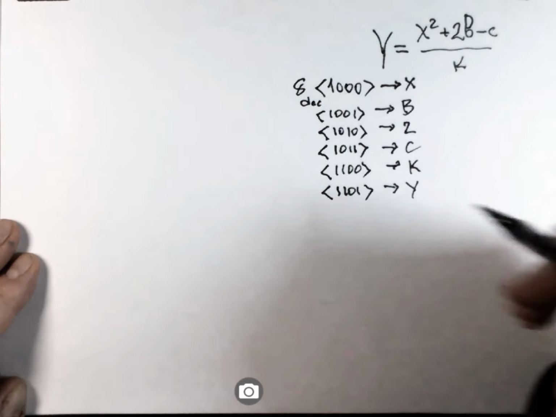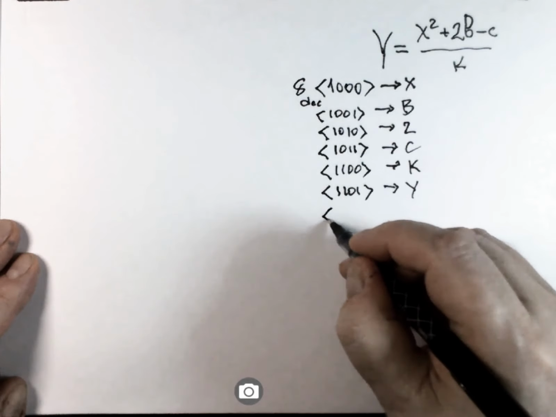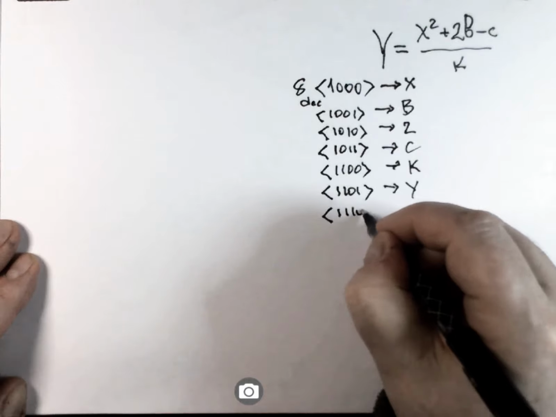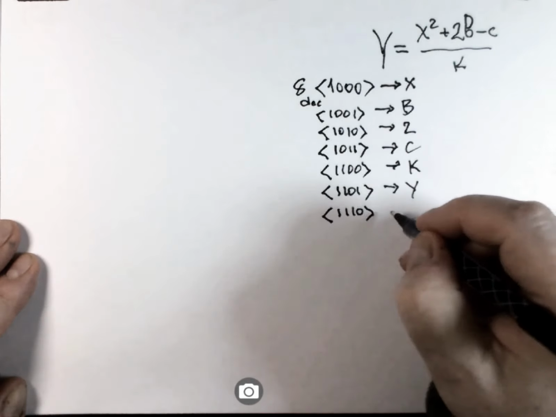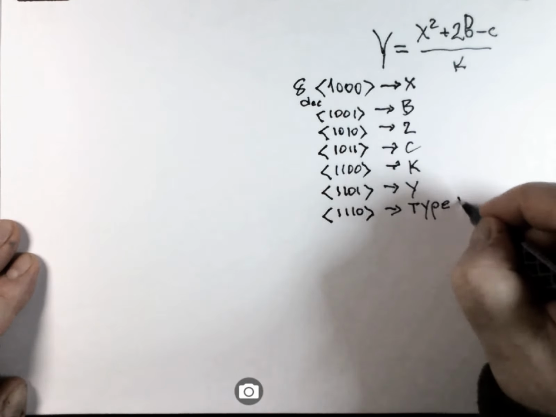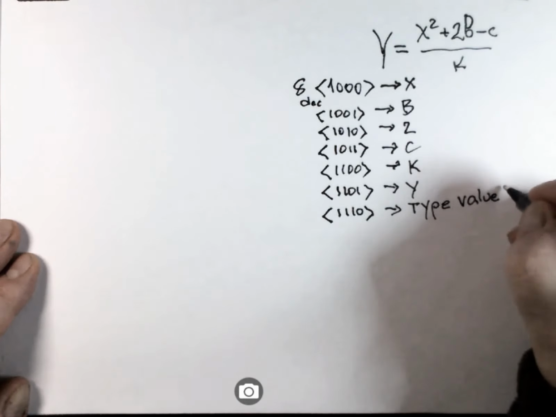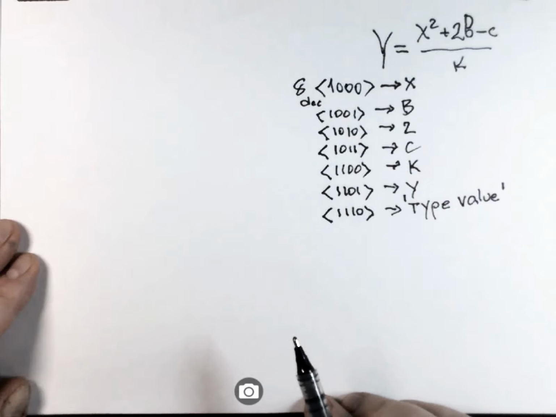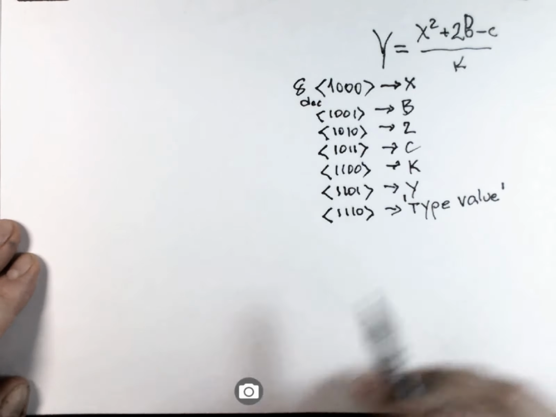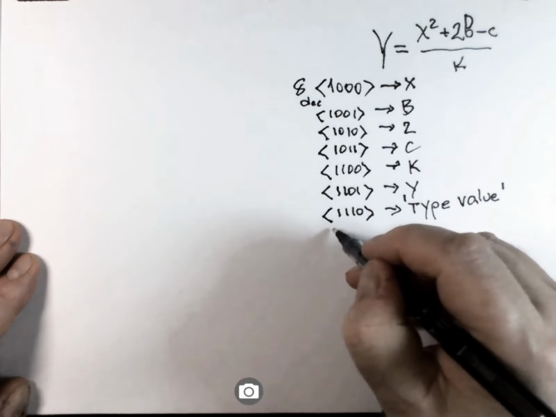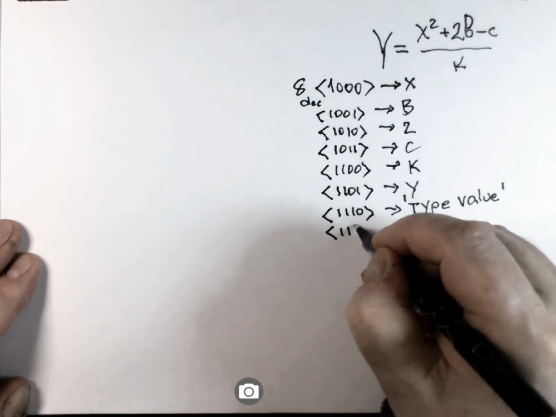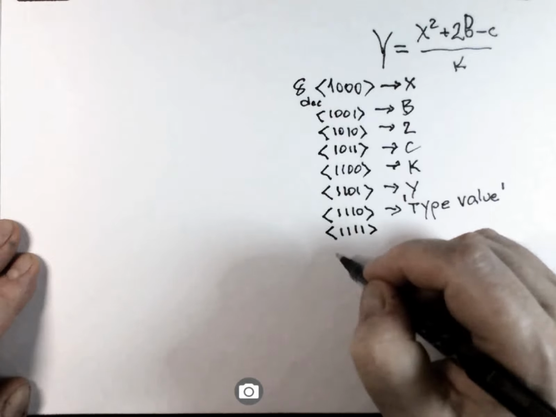So I need to have a reserved cell for the words, and that will be 1110, the cell for the words 'type value', in apostrophes, meaning that is a textual constant, a textual value of the cell. And the next one will be 1111, which is cell number 15.